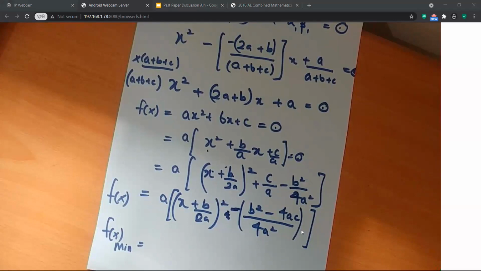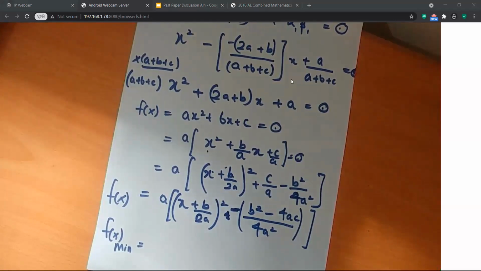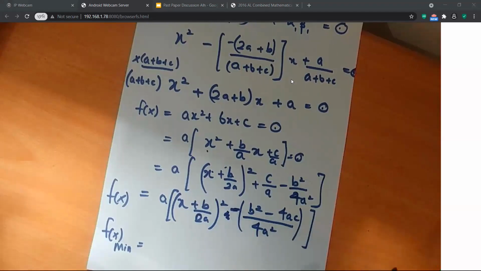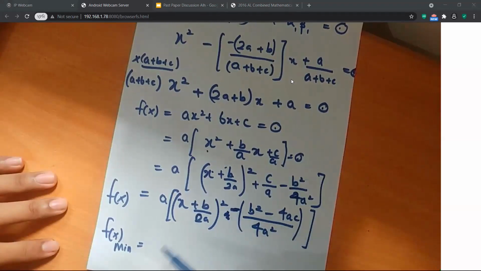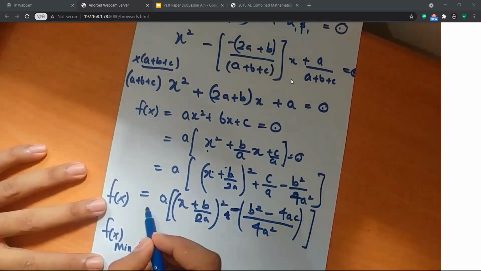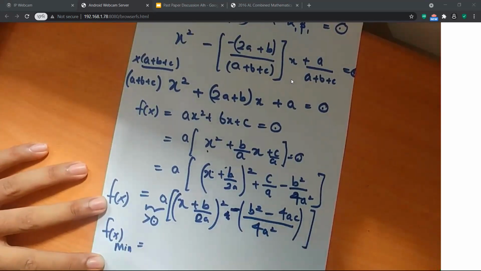Zero. Exactly. So why 0? Because if it's a square, any value that you put inside becomes positive. If it's a negative value, say -5, and you square it, it will be +25. And we also know that a is greater than 0, it's given. That means anything that you put inside here will be positive. So for the minimum to happen, it's only when this becomes equal to 0. Got it?